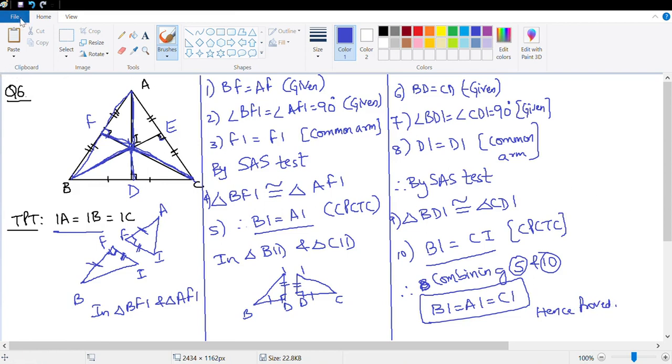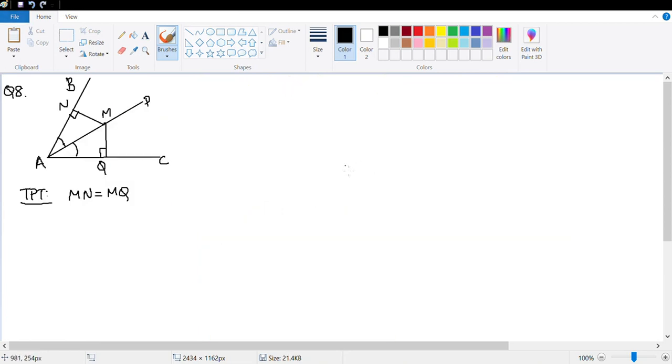The next question that we do is question number 8. If AP bisects angle BAC, so this is angle BAC and AP is bisecting, which means angle BAP and PAC are equal, and M is any point on AP, prove that the perpendiculars drawn from M to AB and M to AC are equal. So to prove that MN and MQ are equal, let's look at these two triangles and see if they will help me prove anything.